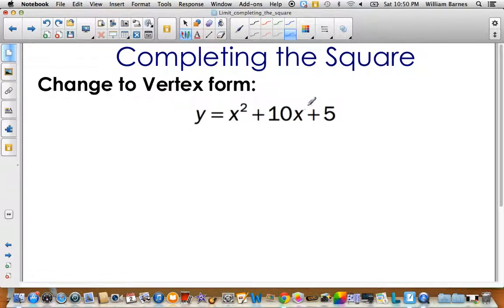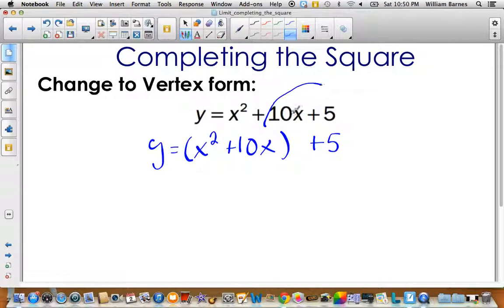Alright, so this is a typical example. We're asked to change it to vertex form or whatever your teacher calls it. If you haven't watched the other video, it might be worthwhile to watch, but it's really much the same process. So my first step always is to group up my x squared and my x term. So I'm going to put brackets around x squared plus 10x, and then plus 5.